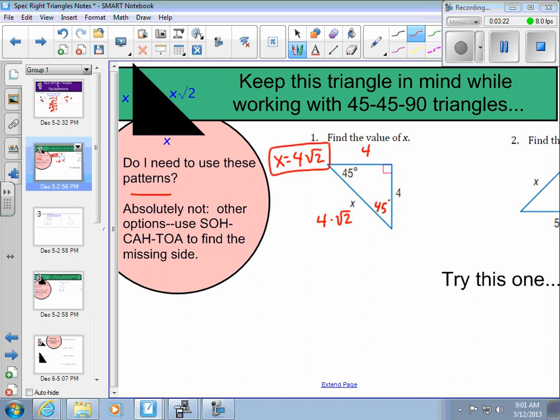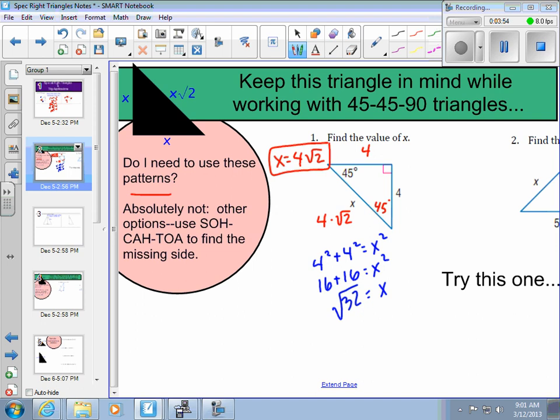Now, is that the only way of getting it? No. Here's another way you can do it. If this pattern stuff just doesn't click with you, you can go back and use what we did earlier. a squared plus b squared equals c squared. 4 squared plus 4 squared equals x squared. We should be able to solve and get the same answer using this. If we square 4, we get 16. 16 plus 16 gives us 32. If we take the square root of that and simplify it, it should match the same answer.